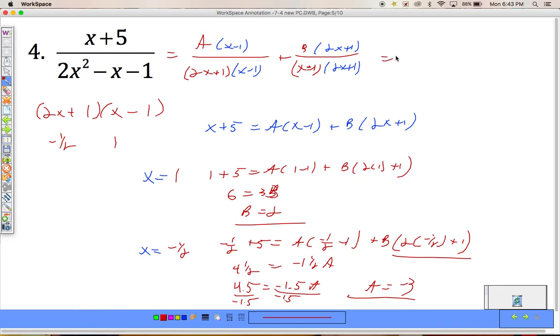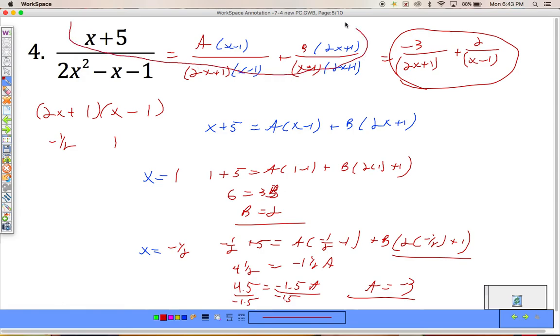So I'm going to say negative 3 over 2x plus 1 plus my b value, which is 2 over x minus 1. So we factor, put a over one factor, b over the second factor, get common denominators, and then you work with the equation on the top. Pick a value of x, which are your zeros, and that's going to give you each of these.